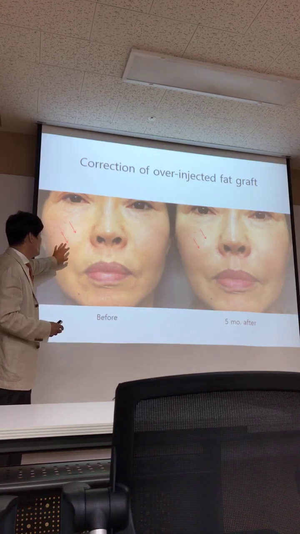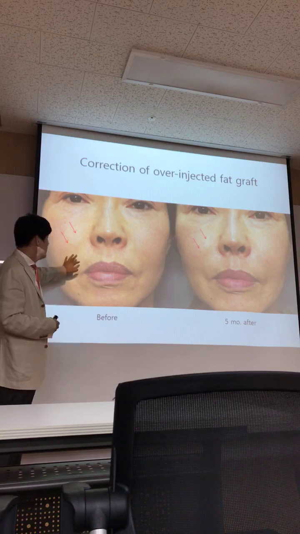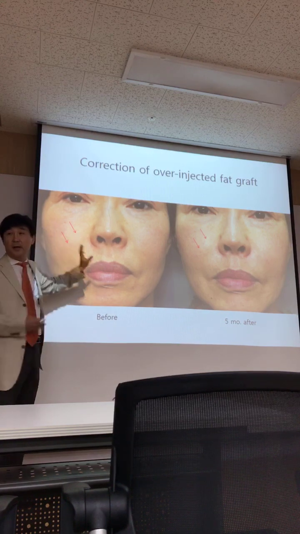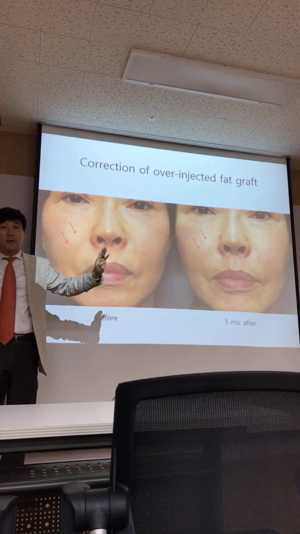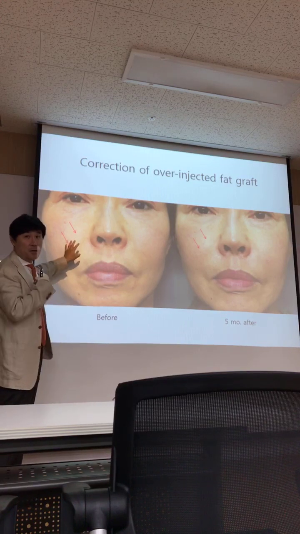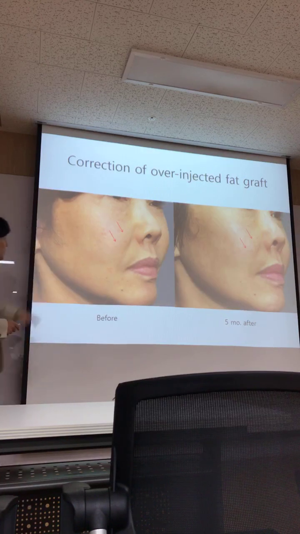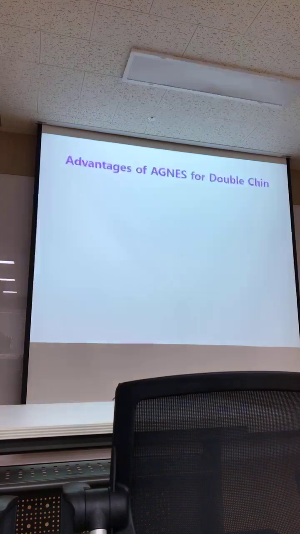She injected autologous fat to here, but she complained. She did another cleaning and came to me to solve this problem. So in lateral view, there is a bulging. This is unnatural looking. So we can make down this kind of fat by F needle. So this is 5 months after. So we can repair or correct.